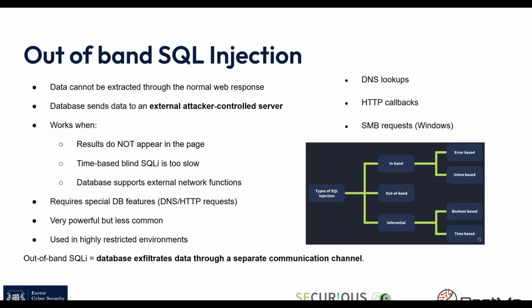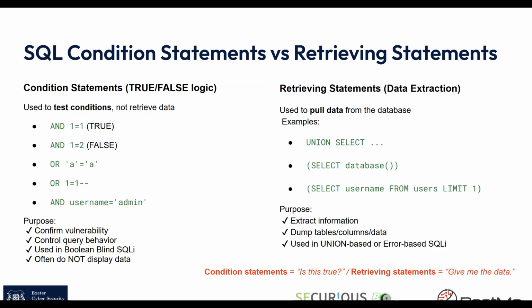So in-band: same place, request, response, everything sorted. Inferential: you don't have any output of your response, but you can see if it works or not. Out-of-band: where nothing works, out-of-band. It's the best way to remember. And you can get your answers via DNS lookup, HTTP callbacks, or SMB requests. On Windows it's easier, but you can do Samba on Linux.